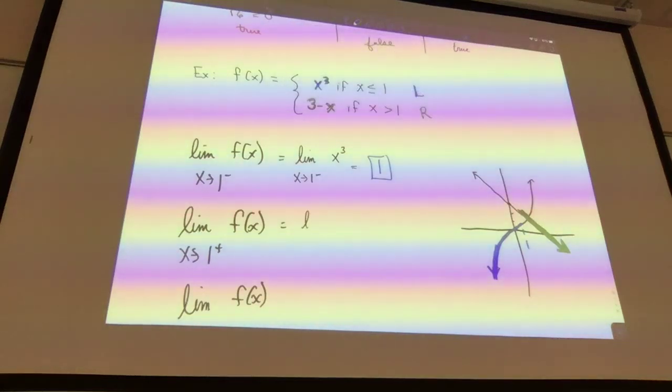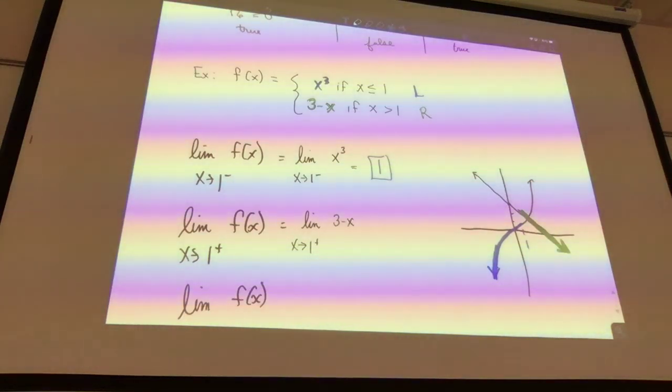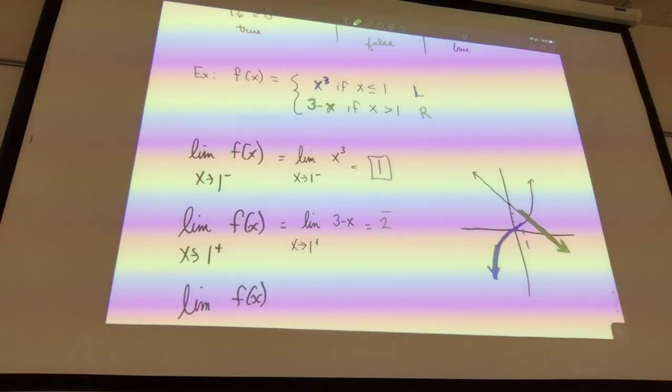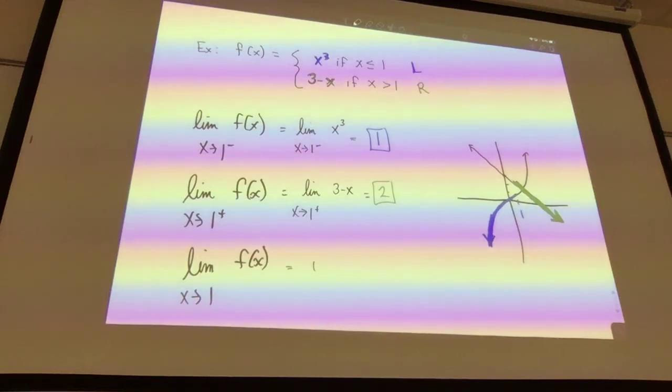All right. The limit as x approaches 1 from the right means I'm grabbing, what's my function? 3 minus x. Good. All right. Now, evaluate that, and let me put it in green. So what about the limit of the function, limit of f of x? You guys are so smart already.